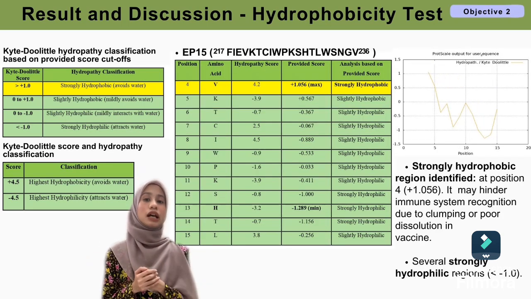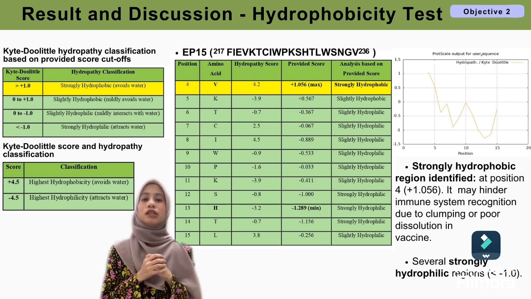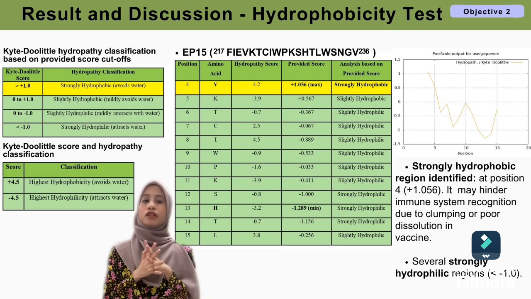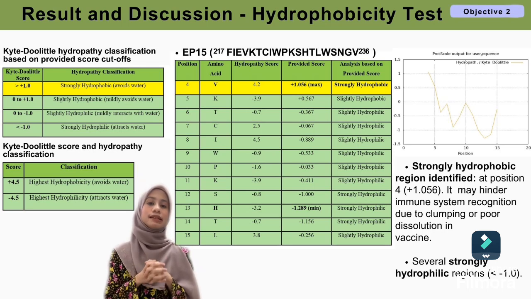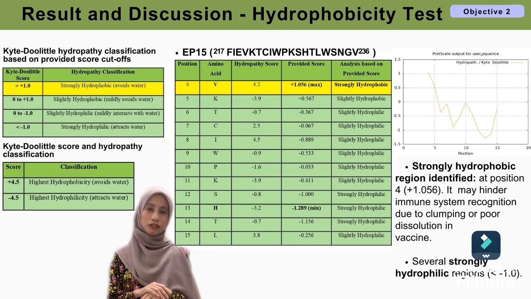EP15 shows a strongly hydrophobic region at position 4, where the amino acid is valine with a score of 1.056, and several strongly hydrophilic regions which are less than -1. Since position 4 is strongly hydrophobic, exceeding the 1 hydrophobicity, it could cause clumping or poor dissolution, making EP15 less suitable for vaccine development than EP12.